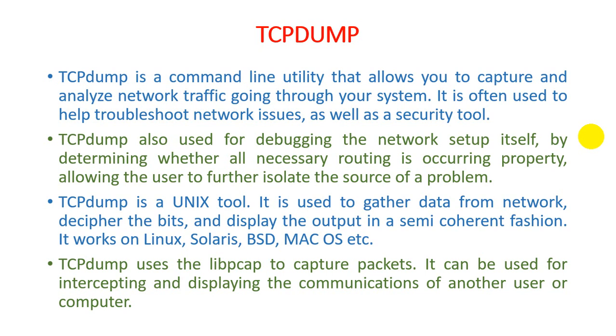It can be used for intercepting and displaying the communications of other users or computers, because previously we studied that if you are working on a single system, then you can also perform the security. If you want to connect to a remote server, or we can say a computer outside of the network, then you can also perform the same functionality, same security and same criteria which are available on a single system. So guys, it is really helpful to understand, as well as perform in a practical way, the different features and functionality provided by TCPdump.